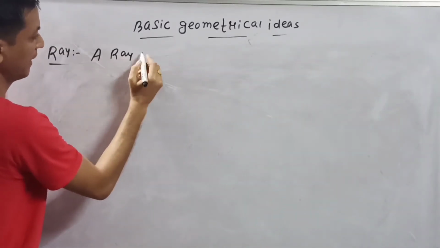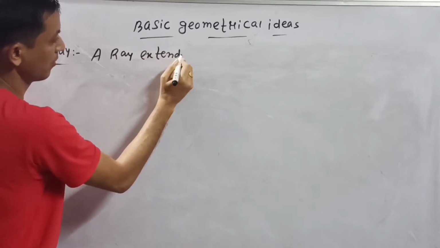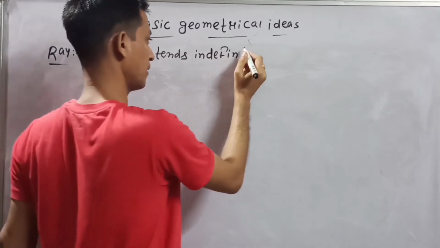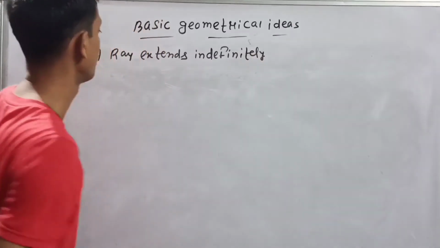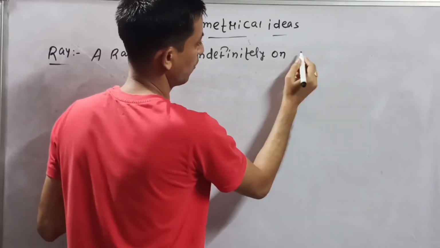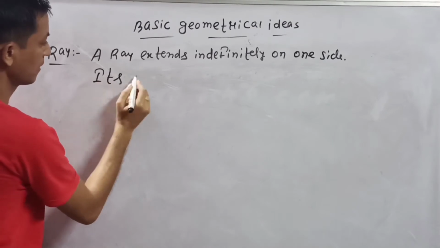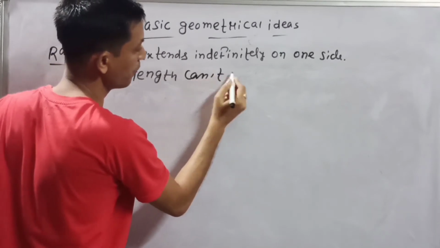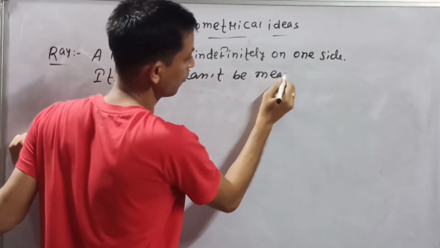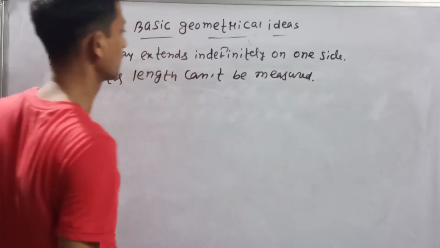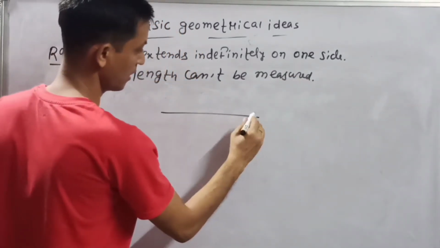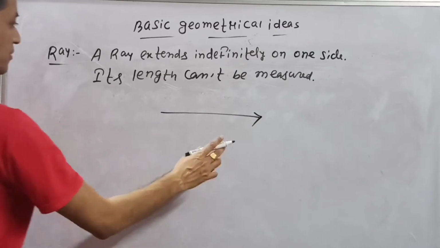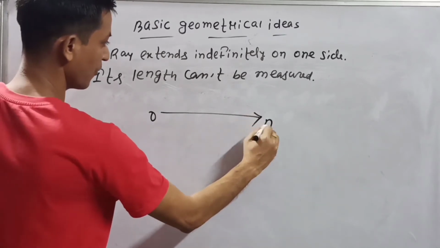A ray extends indefinitely on one side. Its length can't be measured. So here you can see, one side extends, so its length cannot be measured. So this is a ray, suppose ray OA.